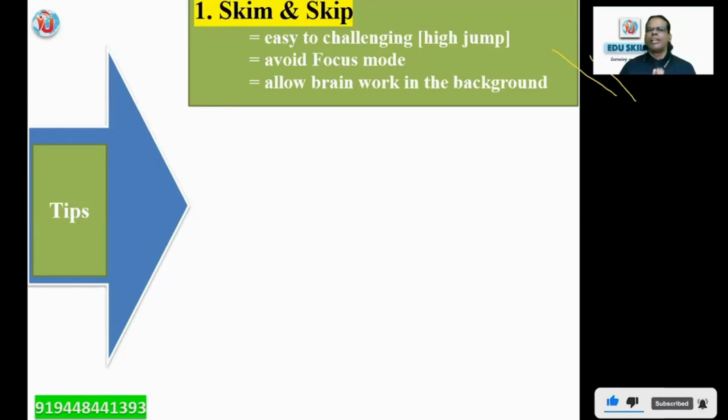Skim and skip, easy to challenging. High jump or long jump, when you have practiced in your schools, what do you do? In the beginning they give you a lower height, then higher, then higher, then higher. So begin with the easy ones. The mind works in that.